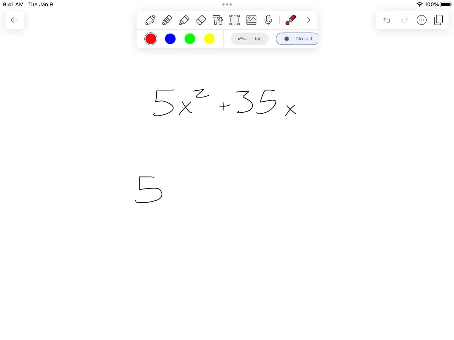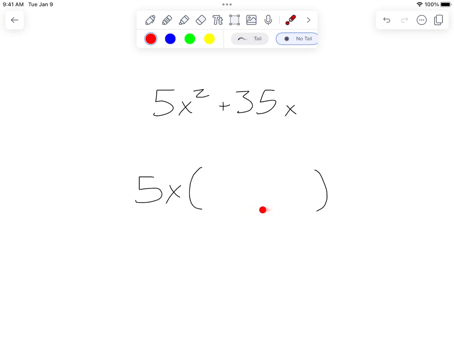Next, I want to think about what is the biggest power of x that will divide both the x squared and the x. The biggest power that divides both of them is just the x to the first. So I can take out a 5x from both of these terms. Now what we're essentially doing is dividing out this 5x to get it on the outside of the parentheses.